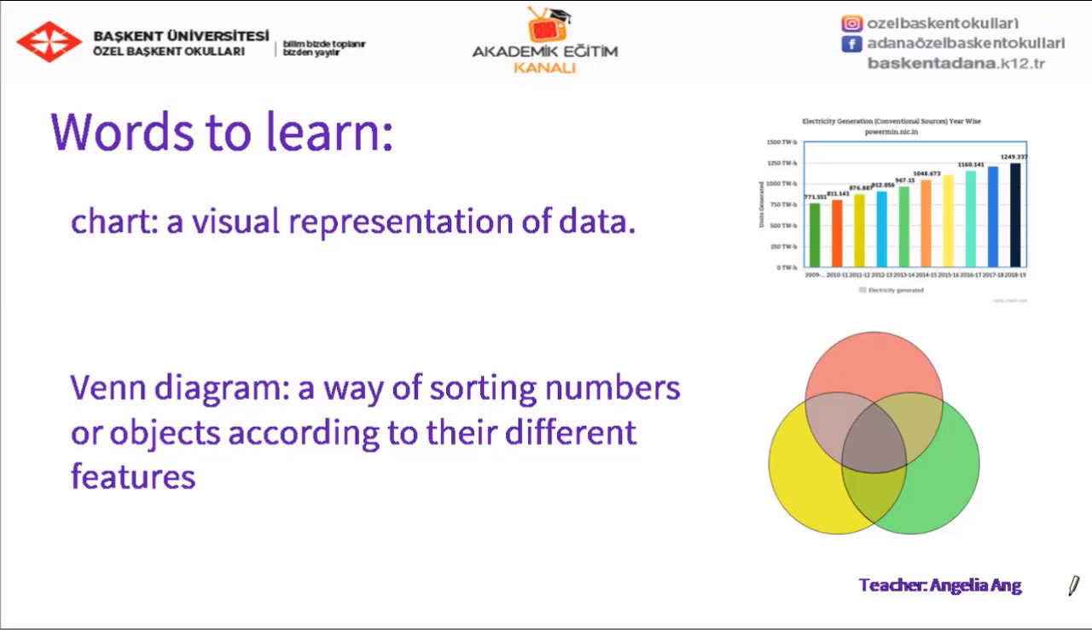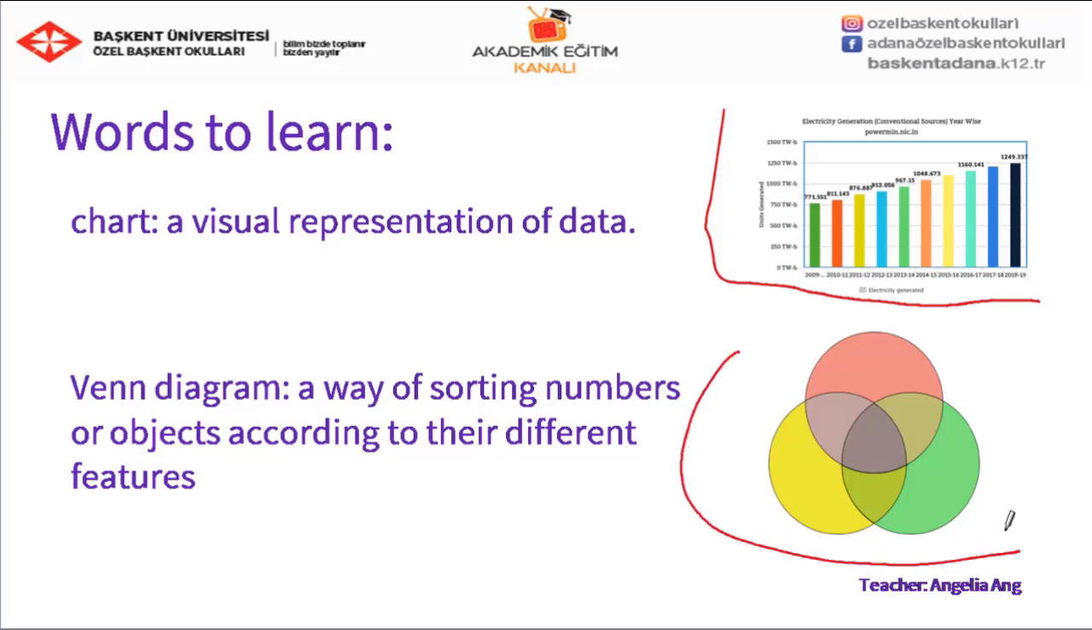Chart. Chart is visual representation of data. This is a chart. Venn diagram. Venn diagram is a way of sorting numbers or objects according to their different features. This is a Venn diagram.